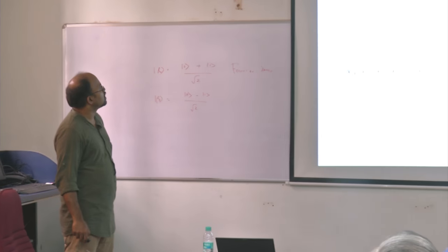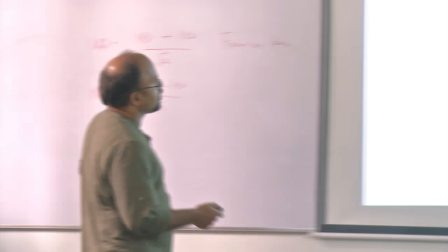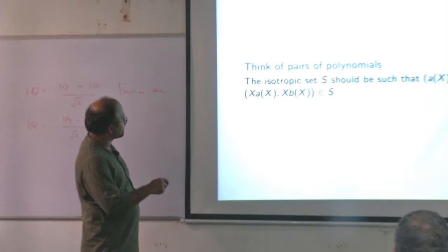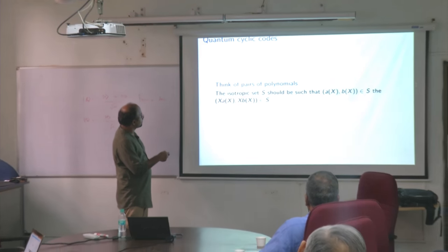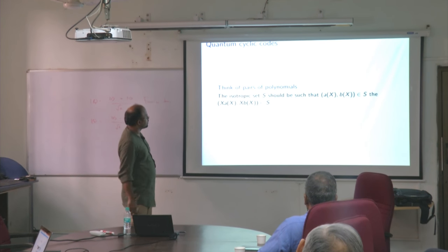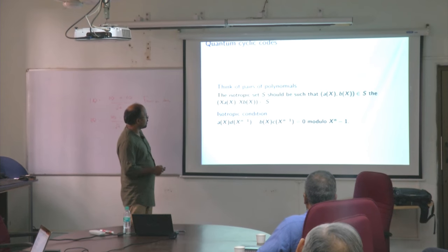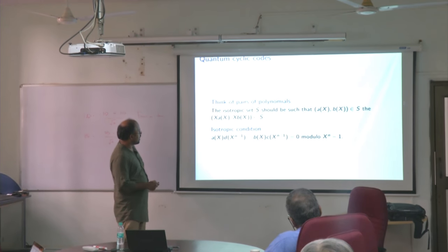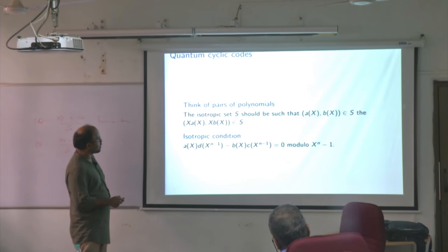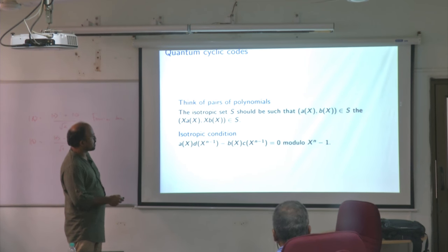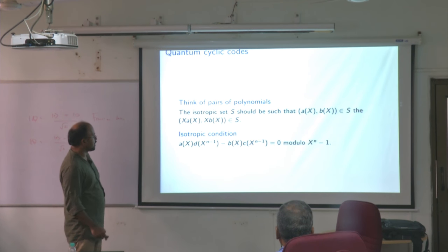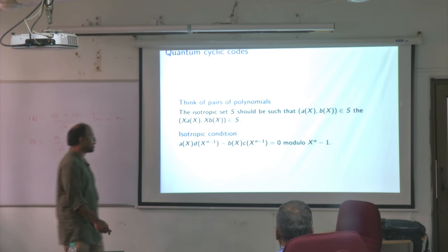How do we capture quantum cyclic codes? Essentially the same thing, but now it has its cyclicity on the A part and the B part. The isotropic condition becomes a condition on polynomials: a(x) times b(x) conjugate, modulo x to the n minus 1. So this is the isotropic condition.